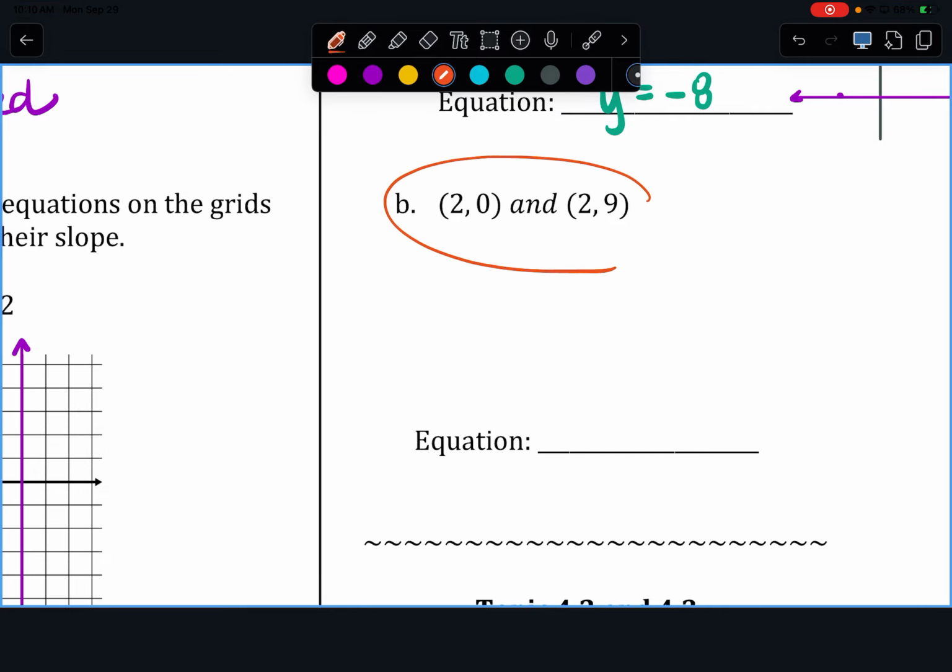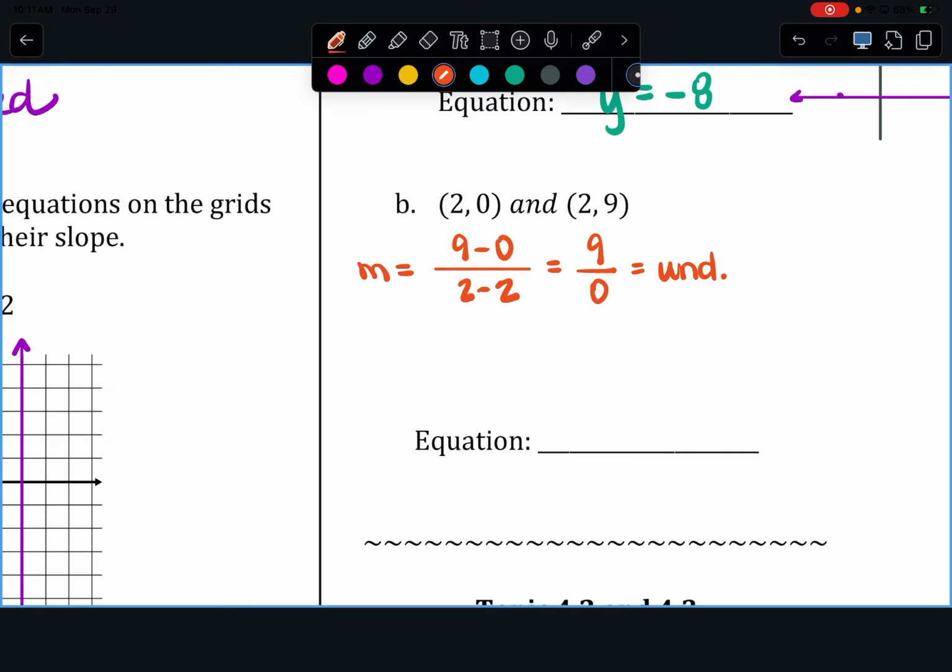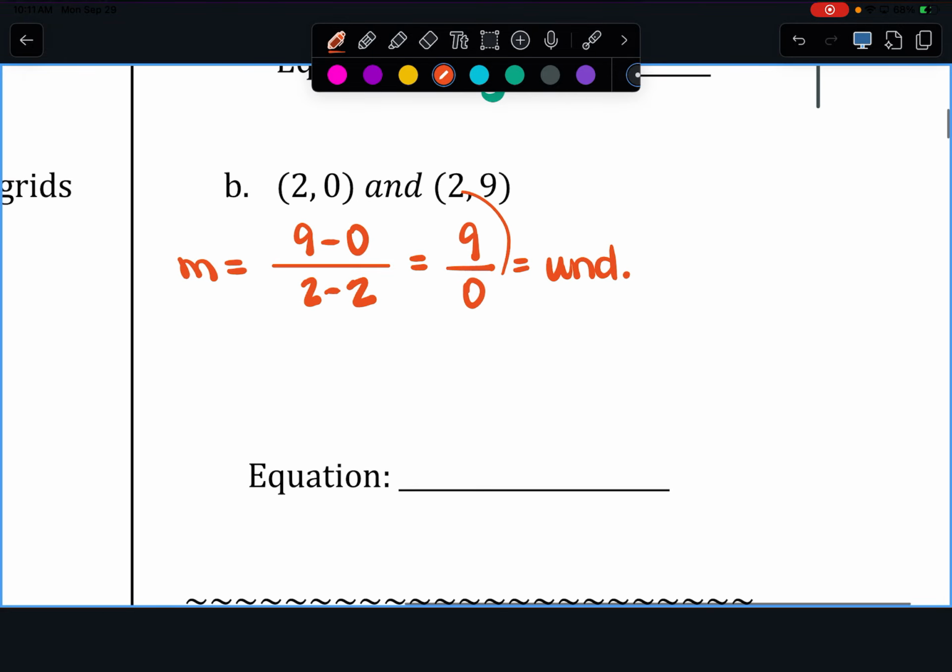All right, the next one, again, I'm going to solve it the same way because most of you guys, your first instinct is to find slope. So I'm going to do that really quick. That would give me 9 minus 0 over 2 minus 2, which gives me 9 divided by 0, which is undefined. Again, if you don't remember that, you can type that in your calculator.